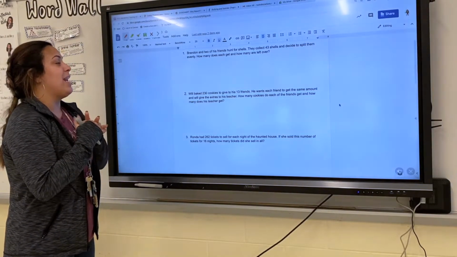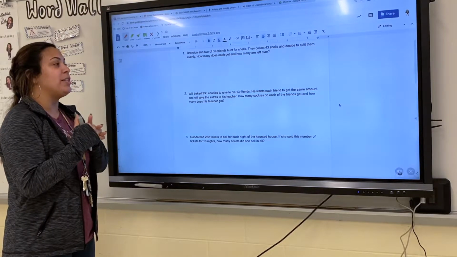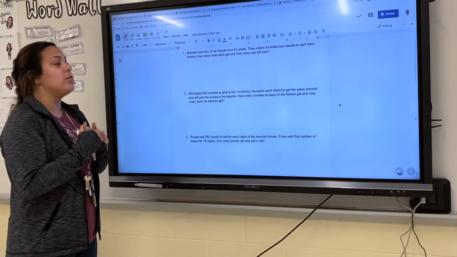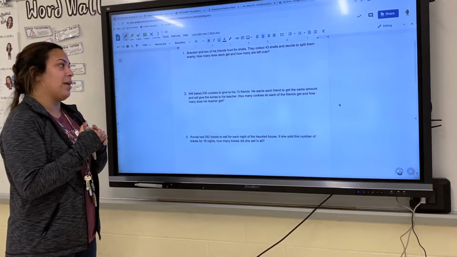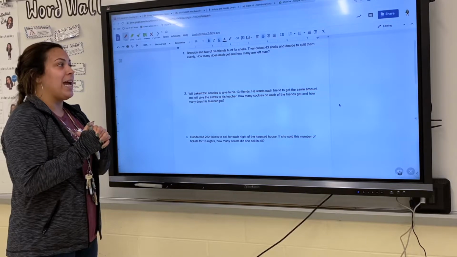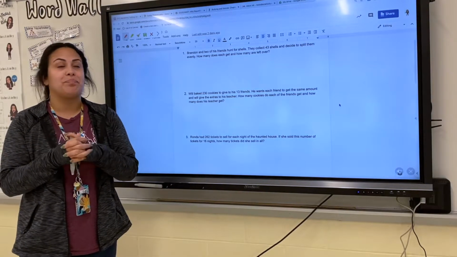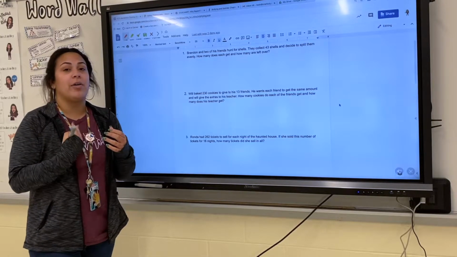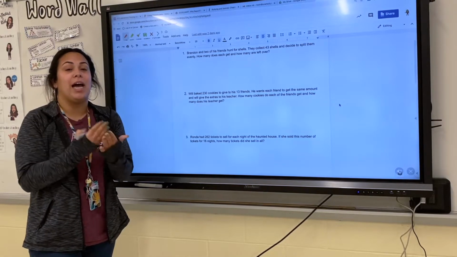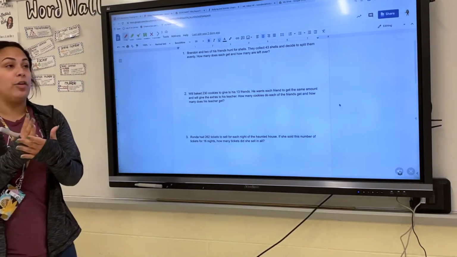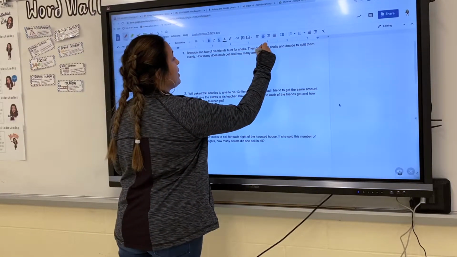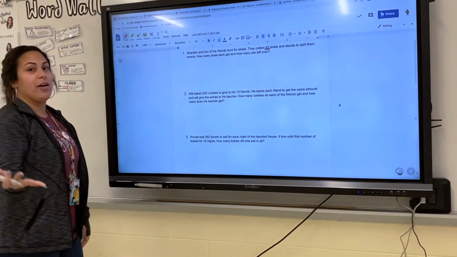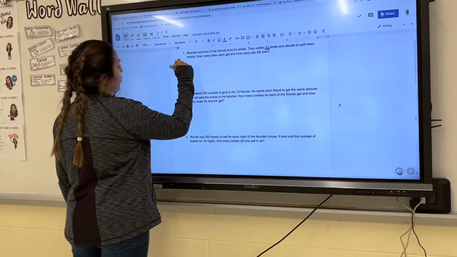So number 1 says Brandon and 2 of his friends hunt for shells. They collect 43 shells and decide to split them evenly. How many does each get and how many are left over? So the first thing I want to do is figure out, okay, what is a piece of information I know for sure? And something I know for sure is this number 43. I know I'm using 43 in there at some point. So over here I'm going to write 43.